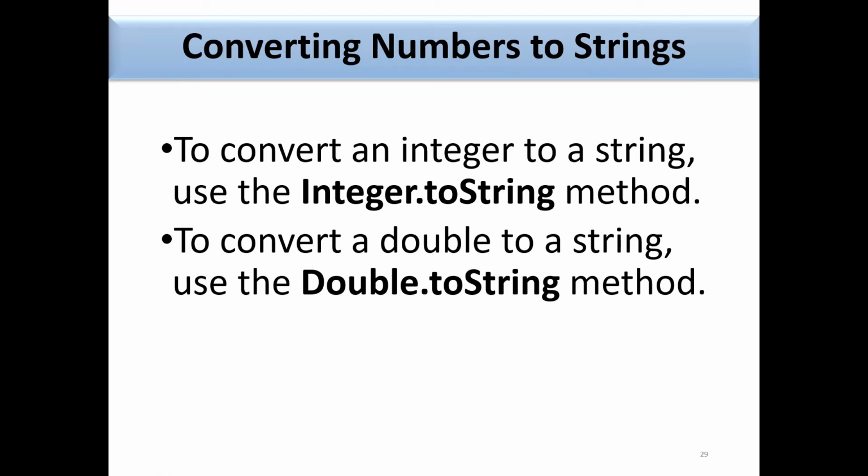Converting numbers to strings. To convert an integer to a string, use the Integer.toString method. And to convert a double to a string, use the Double.toString method. So we'll try now to convert a number to a string and a double to a string.